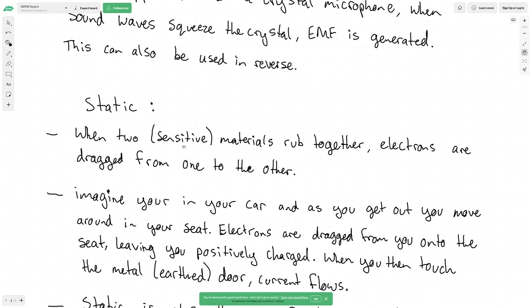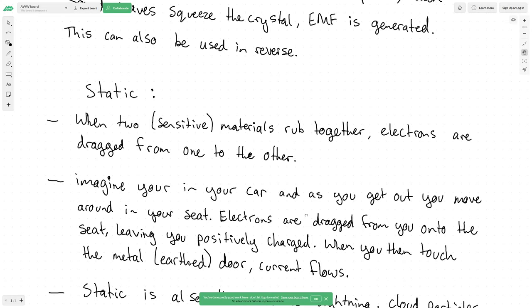Obviously, if you're buying computer components, they normally come in a little bag that is static free or not very sensitive to static. So bear in mind that some materials are more sensitive than others. But when those two materials are rubbed together, electrons are dragged from one to the other. That's basically it. It's just stripping electrons from one material to the other.